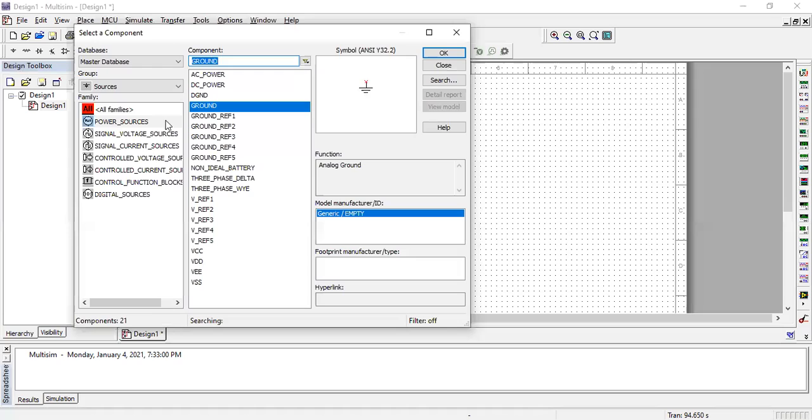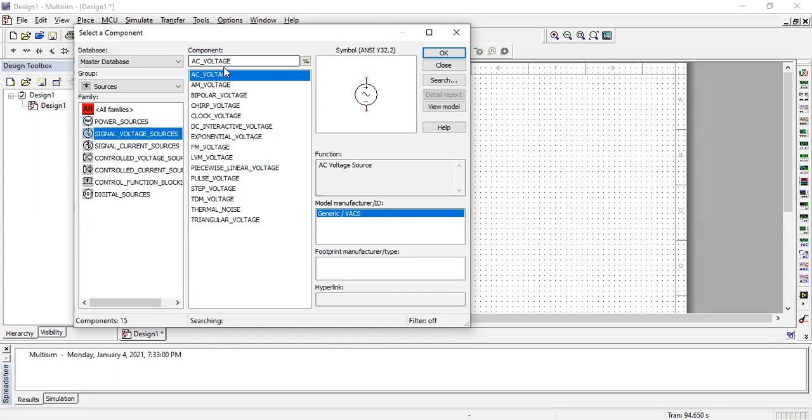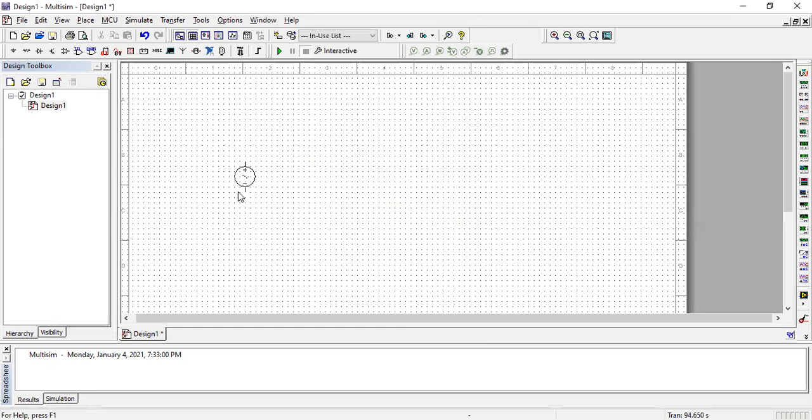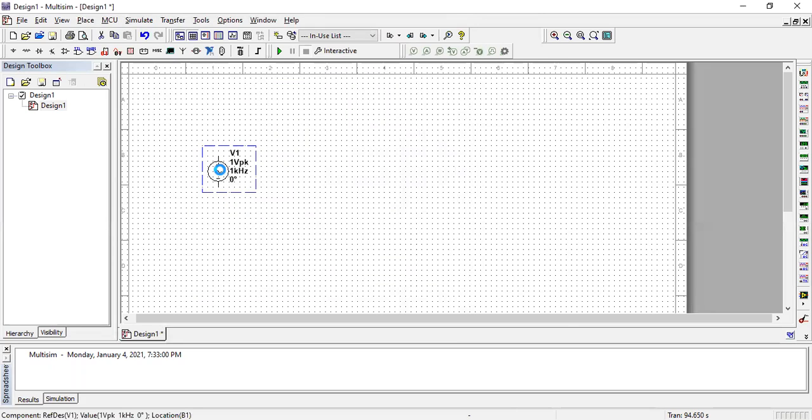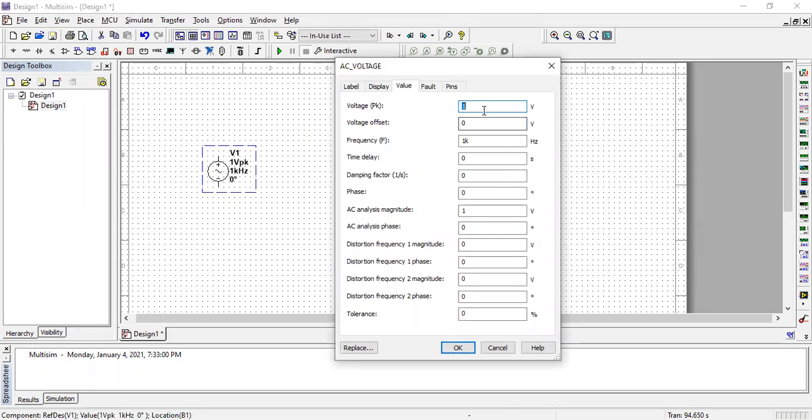First, we need AC voltage. Okay, so this is your AC voltage. We'll change its parameter. We'll take 16.69 peak voltage, and then frequency 50 hertz.